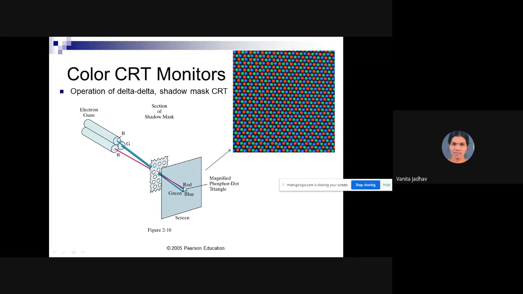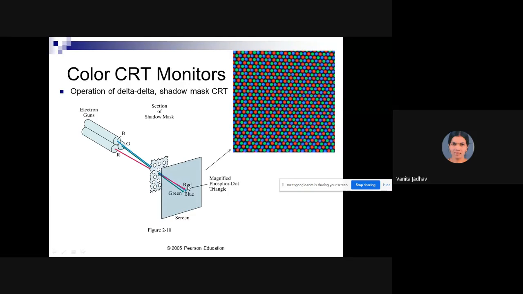You are able to see over here one triangular pattern generated with the combination of red, green, blue. This is a magnified phosphor dot triangle. This is called a delta. This is the operation of delta-delta shadow mask CRT. It generates a pixel whose shape looks somewhat like a delta, and that's why it is called a delta. In short, the electron beams are filtered, so only the data is taken towards the screen. No other kind of color is mixed with it. So it is called a shadow mask CRT, and at last it reflects the color.